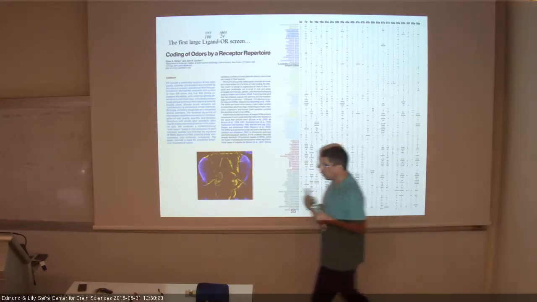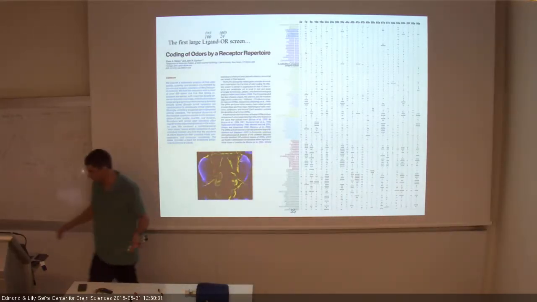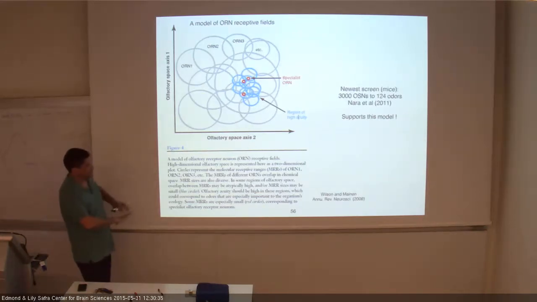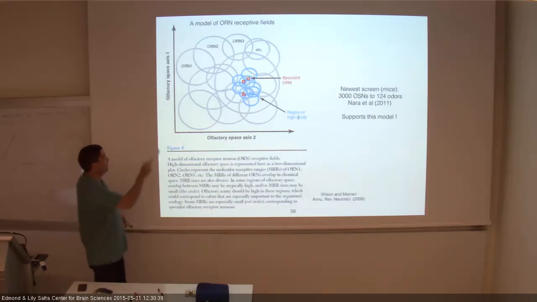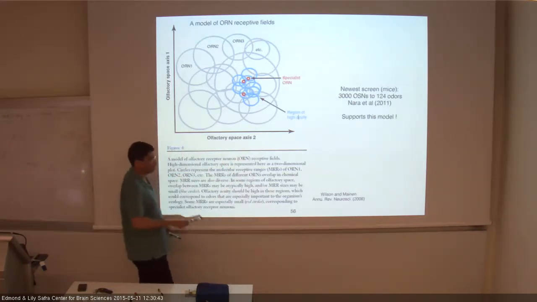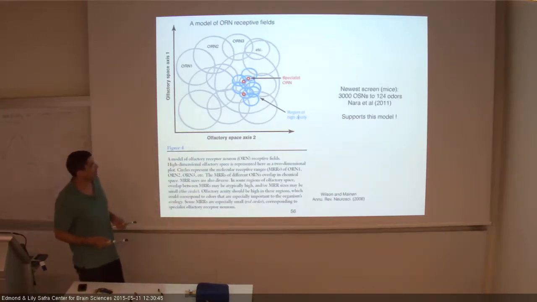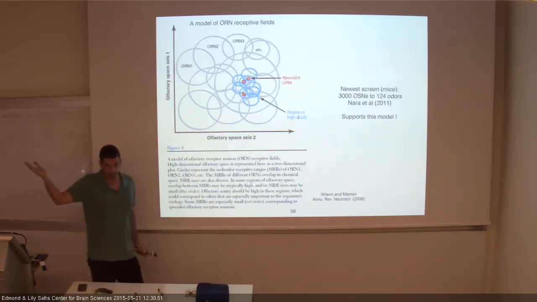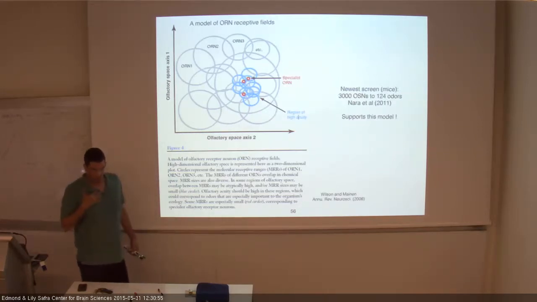So basically, the dogma that came out from these types of experiments is something like this. You should imagine odor space, with one axis of olfactory space and another axis of olfactory space, just for the sake of argument. Some neurons will have a wide receptive field, so they will respond to many, many odorants in the world. Some will be specialists, so to speak.